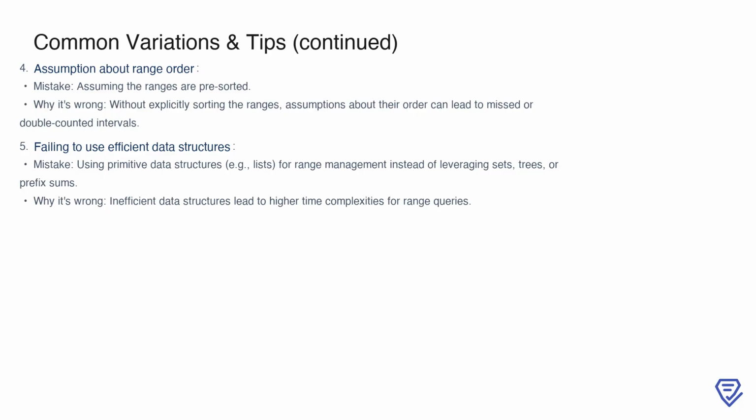Additionally, the choice of data structures can significantly impact performance. Using basic data structures like lists for managing ranges may result in slower range queries. Instead, leveraging more efficient structures like sets, prefix sums, or even trees can dramatically reduce time complexity and improve the overall efficiency of your solution. The key is to select the right data structure based on the problem constraints and the size of the input.